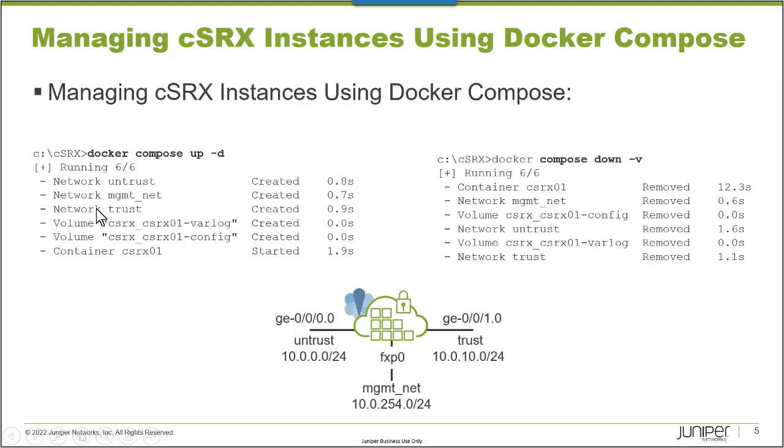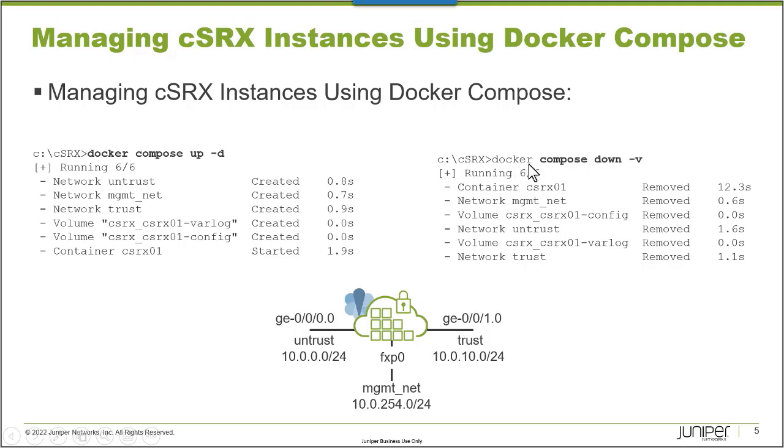It just builds my Docker networks. It creates the 2 volumes that are required by the cSRX instance and then launches the container. The container launches generally in a couple of seconds. And then when you're done, you want to destroy those resources. We simply run docker compose down.